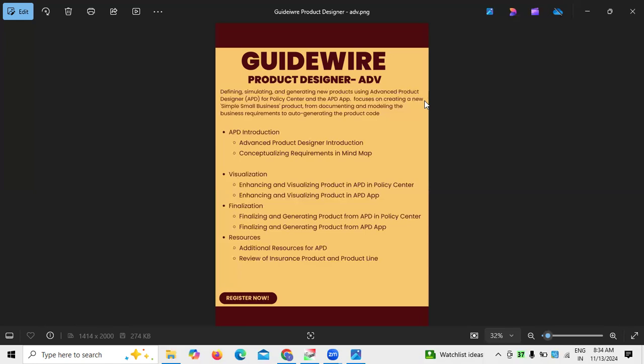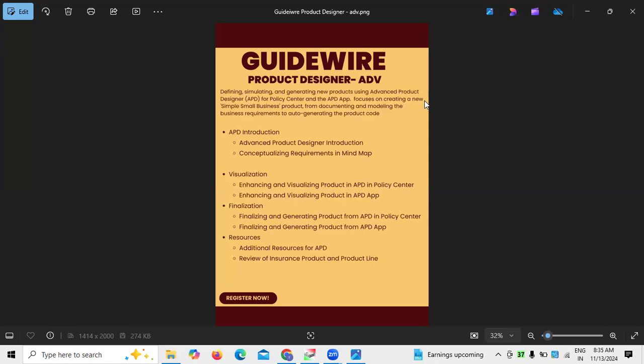When it comes to learning Guidewire Product Designer, for whoever wants to enroll in or learn the Product Designer advanced level, it is always better to have some knowledge of PolicyCenter, point number one. Whoever has experience in PolicyCenter can opt for this, and after that any interested learner can also learn the Product Designer advanced level. The focus is more on product designing: you need to design the product, document it, and model the business requirements. Generally, this course is meant for those purposes.